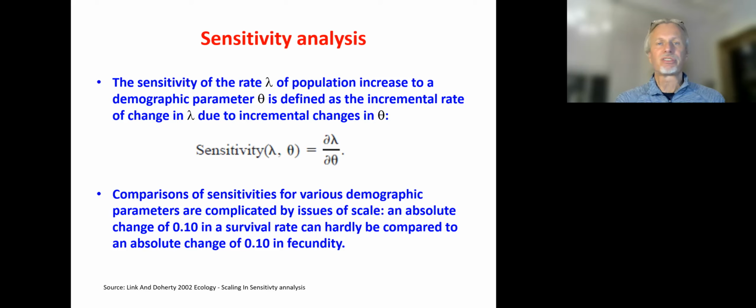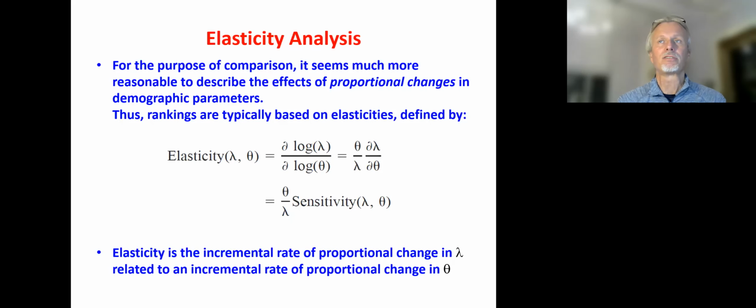Comparisons of sensitivities for various demographic parameters are complicated by issues of scale. An absolute change of 0.1 in survival rate can hardly be compared to an absolute change of 0.1 in fecundity, especially when, for instance, we consider a broadcast spawner that produces millions of eggs in each reproductive event. It makes more sense in this case to compute the elasticity, so that we can describe the effect of proportional changes in demographic parameters.